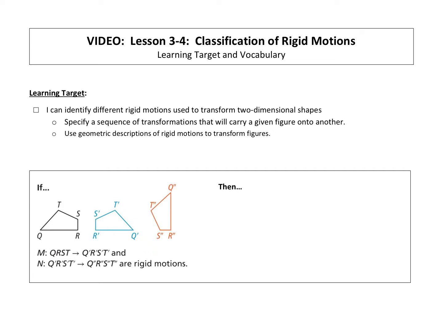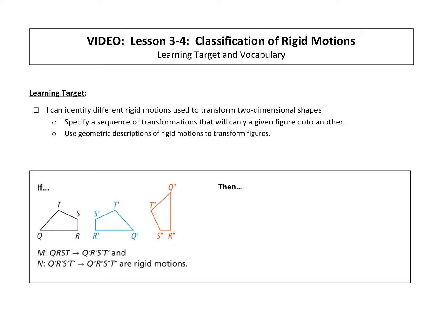So our learning target today, we're going to identify different rigid motions used to transform two-dimensional shapes. We will be able to specify a sequence of transformations that will carry a given figure onto another, and we will use geometric descriptions of rigid motions to transform figures.